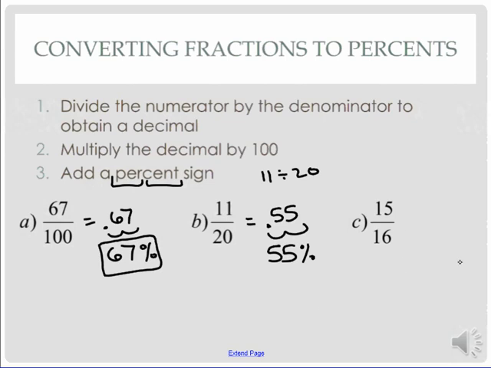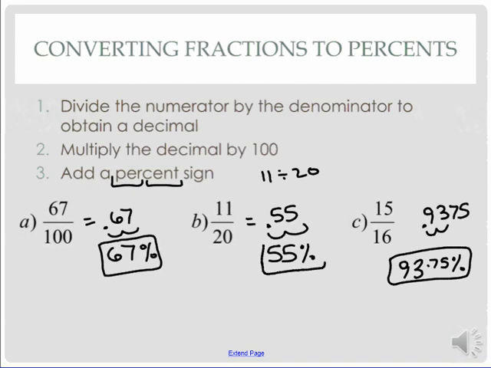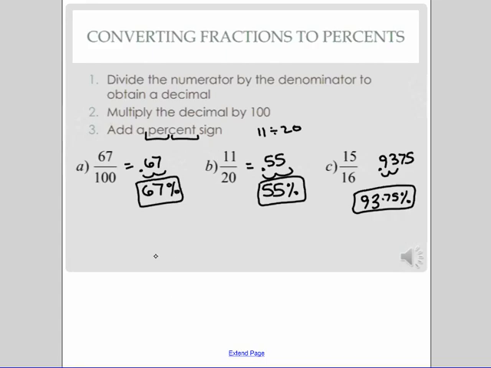Over here we have 15/16, and you can do this on the calculator. You can do some long division. What it's going to get you is 0.9375. Remember, we move our decimal 2 places, 1, 2, so that will turn this into 93.75%. And there we're done. Just like that.